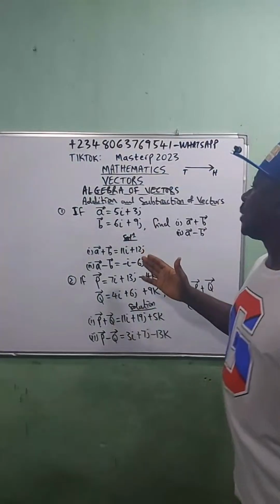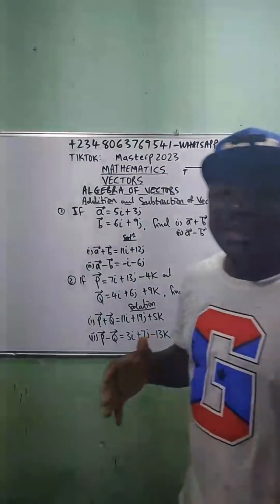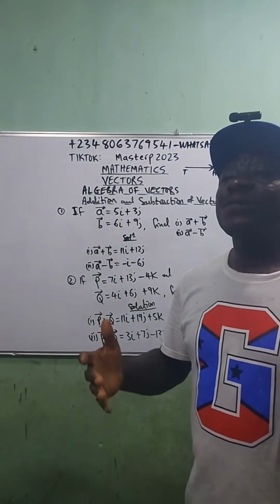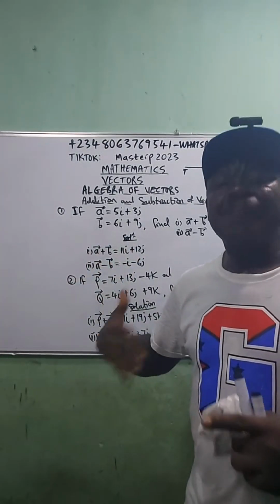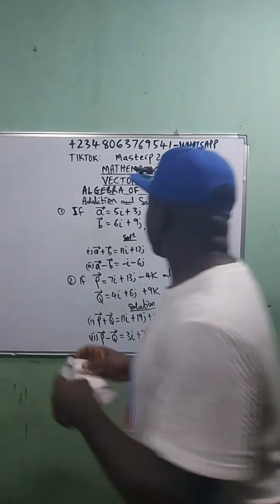So I think we are through with the addition and subtraction. The next thing we are going to look at is what we call the modulus of a vector. The modulus of a vector simply means the length of the vector, where we can apply Pythagoras theorem, especially when it's two-dimensional.